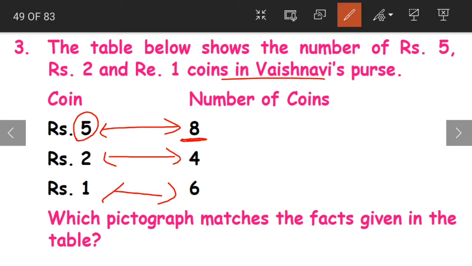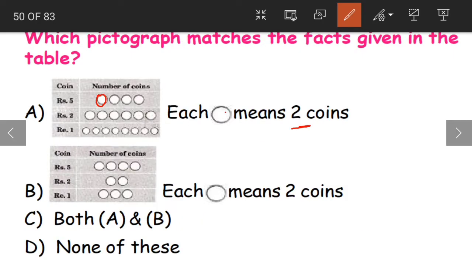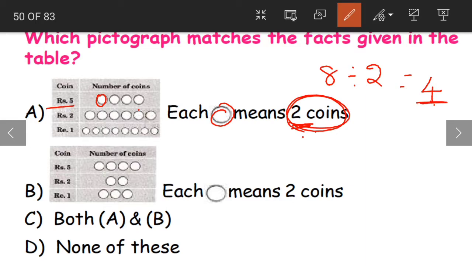So she is having 8 coins. Now one circle means 2 coins. So how many circles should there be, children? 8 divided by 2. How many coins does 1 mean? 2. So 8 divided by 2 is equal to 4. So for 5 rupees we need to have 4 circles. 1, 2, 3, 4. Yes, we are having 4 circles.